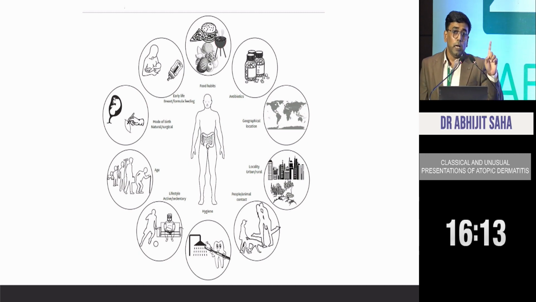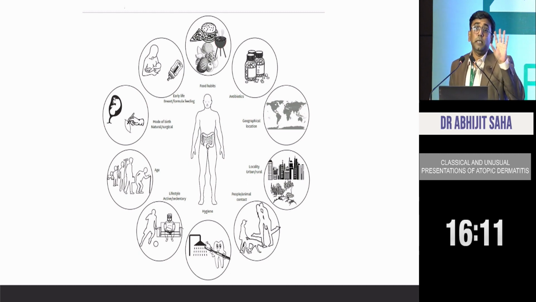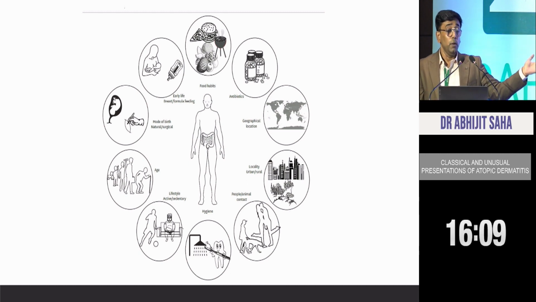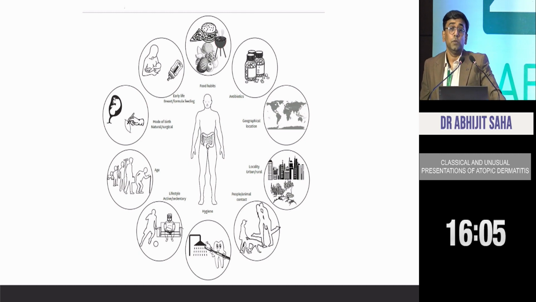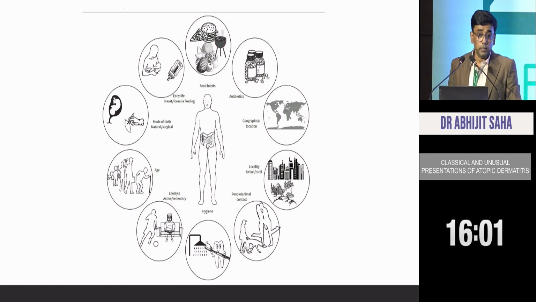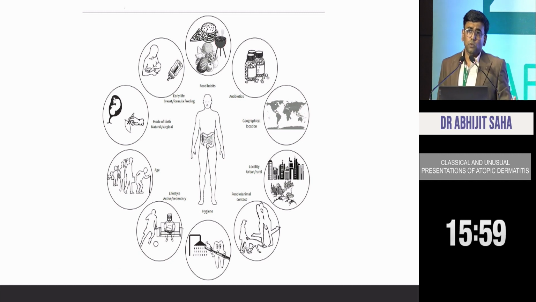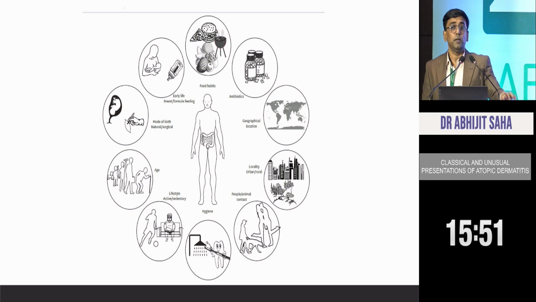But the picture was not that exciting a few decades back. Probably at that time we were not that well versed about the unusual and minor presentations of AD. We could have missed those cases, or we could have labeled them as something else. That's why the prevalence data at that time might not be a true reflection of the actual prevalence.